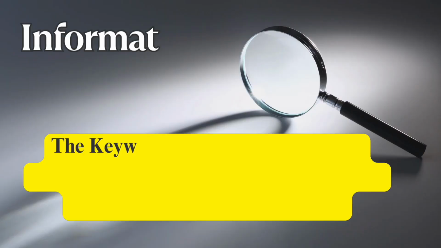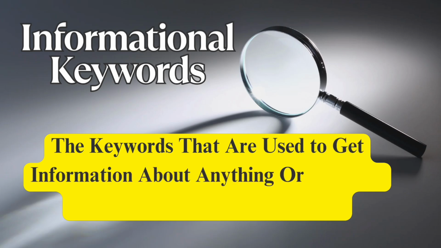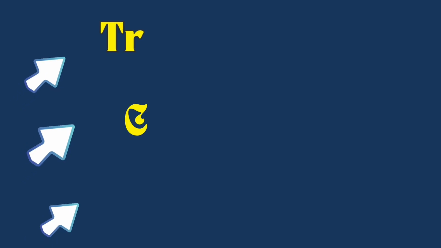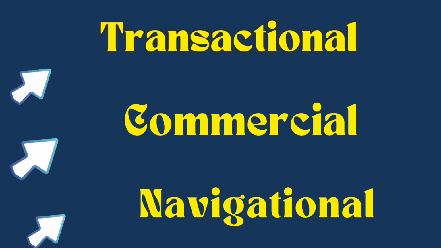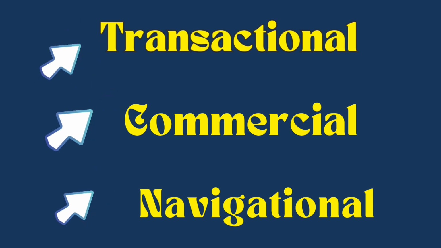Today we are going to talk about informational keywords. As the name suggests, these are the keywords that are used to get information about anything or to do a general query about anything. Before this, we have also understood other types of keywords, where we talked about transactional keywords, commercial keywords, and navigational keywords, and we also understood how we can use them.